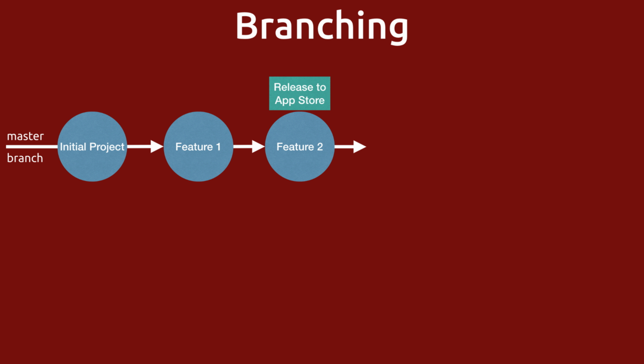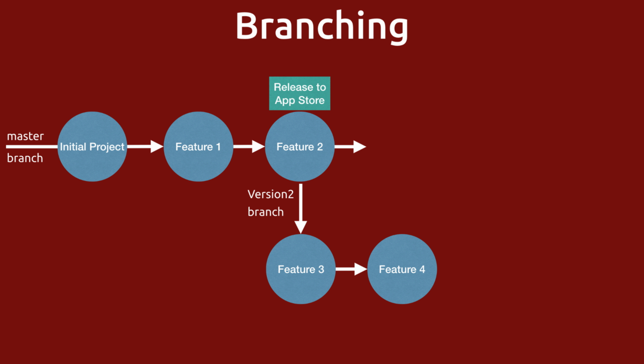Okay, so we're at the beginning of this scenario. And as you can see, it's the same. You have the master branch, and this code has been released to the App Store. Now you want to work on version 2 of your app, which includes features 3 and 4. So what you do at this time is you create another branch and you put those features on it. And as you can see here, we named it version 2.